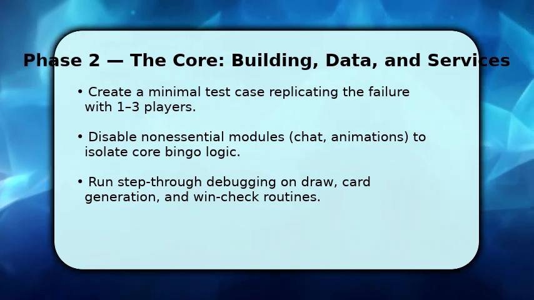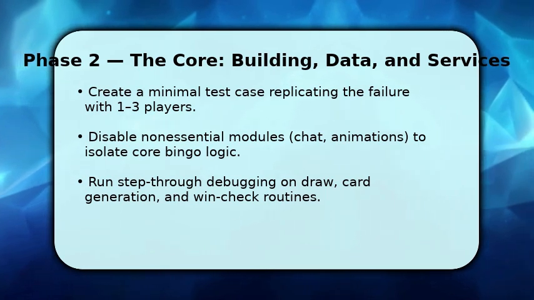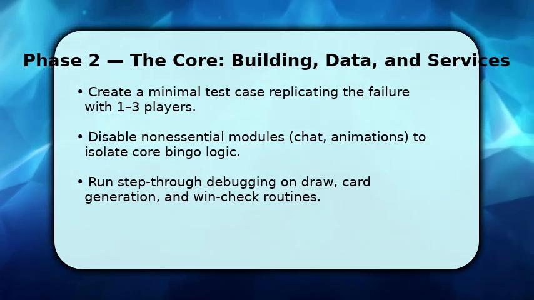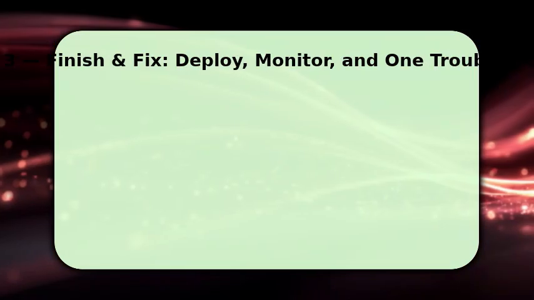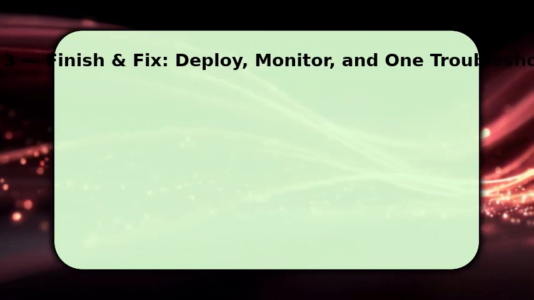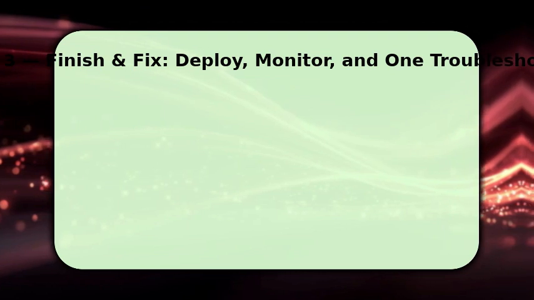Step through the draw algorithm and card seeding. When you spot inconsistent state, trace back to the last deterministic operation. That tells you why it fails. You implement the minimal fix based on your isolation work. Change code or revert the config and record exactly what you changed and why.